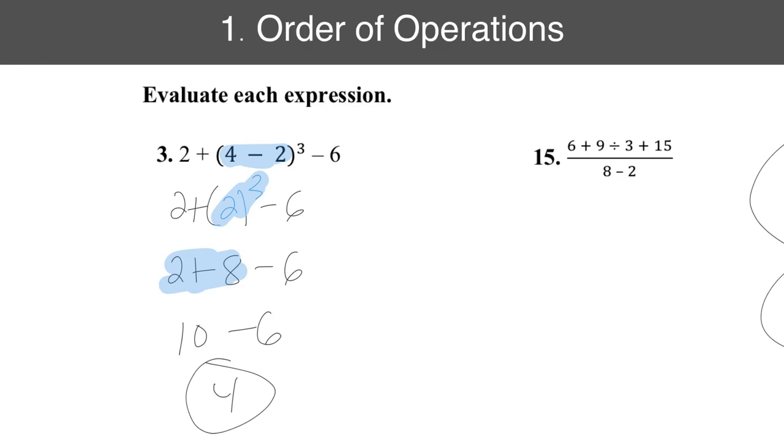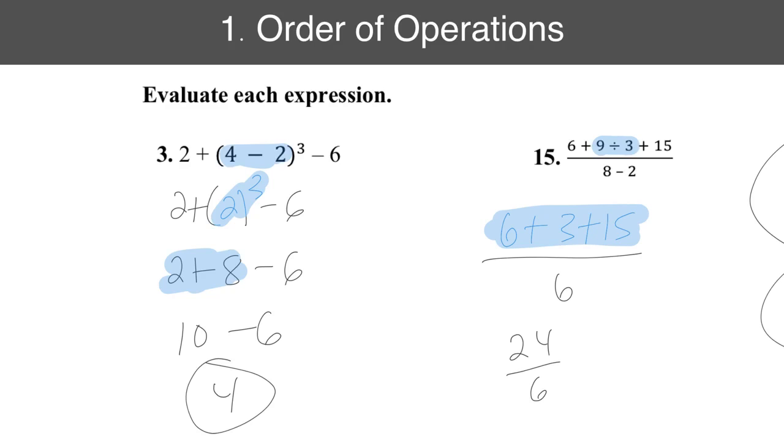On top, we have 6 plus 9 divided by 3 plus 15. So the first thing we're going to do is divide the 9 divided by 3. So we'll have 6 plus, and then 9 divided by 3 would be 3. And then on bottom, since it's separate, we could just go on and do it, and 8 minus 2 would be 6. Now on top, all we're left with is 6 plus 3 plus 15. Since it's all addition, we can just do it all at the same time. So 6 plus 3 plus 15 would come out to be 24.